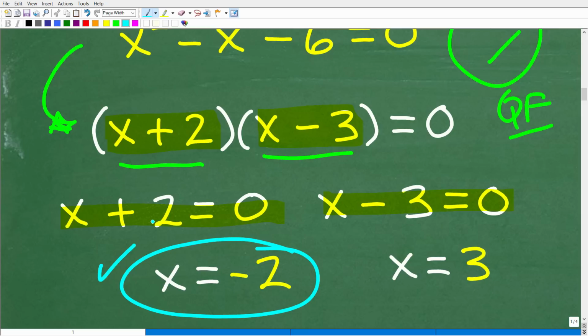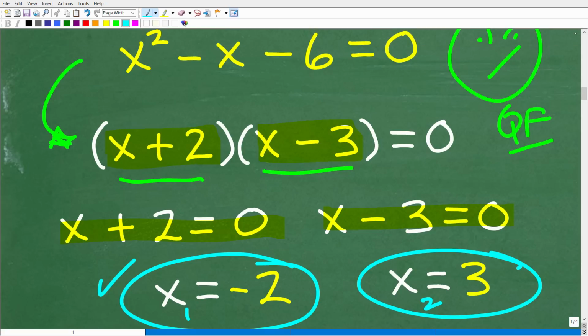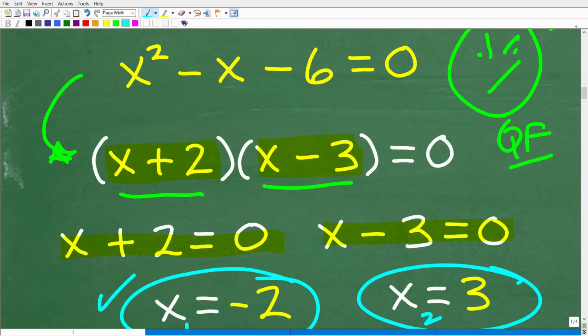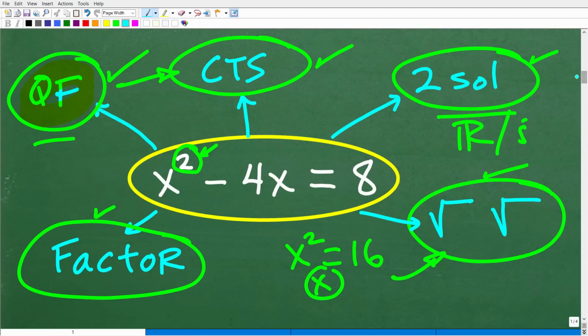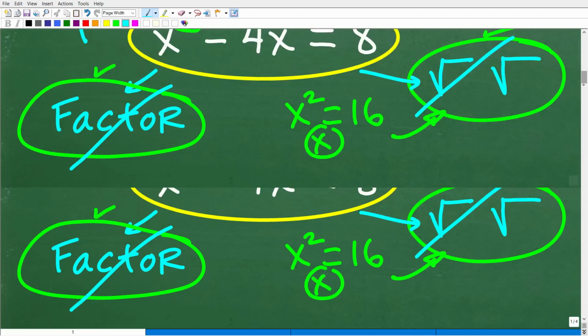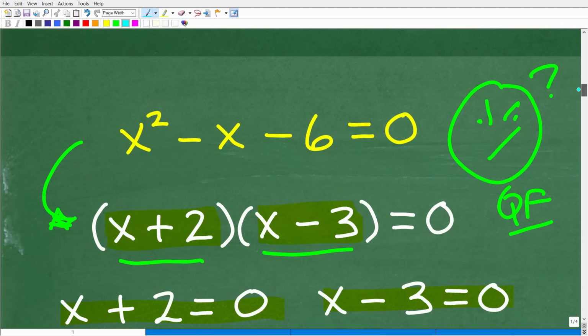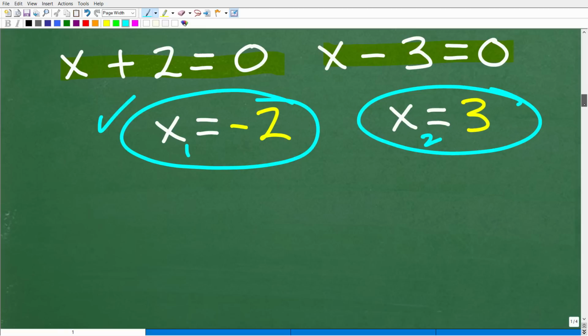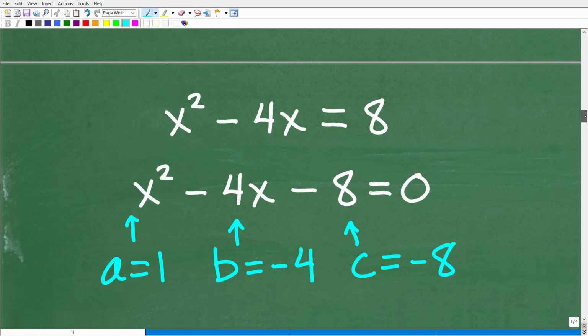So we get x is equal to negative 2. That is one solution. And x is equal to 3. That is our second solution. Again, two solutions for these quadratic equations. Okay, so again, you only want to use the quadratic formula when you can't do these other techniques. You're like, okay, I'm going to have to use the quadratic formula, because the quadratic formula does take a considerable amount of work. Okay, so let's go ahead and take a look at this problem now.